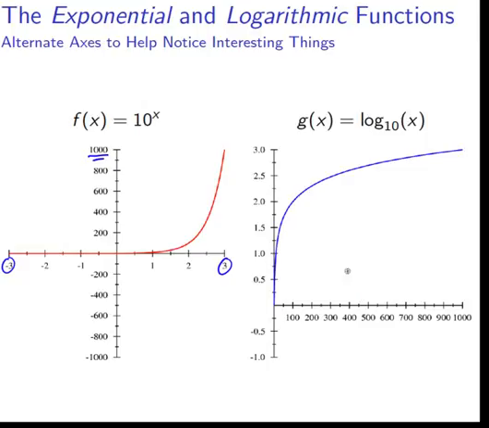Logarithmic functions, they're going to take forever to even get to reasonable numbers, right? We have to get to 1,000 before we even manage to make it up to a height of 3. So they grow really, really slowly. The height growth on logarithmic functions is really, really slow, and slows down massively the farther you get out, whereas exponential functions are really, really fast, and increase massively the farther you get out.